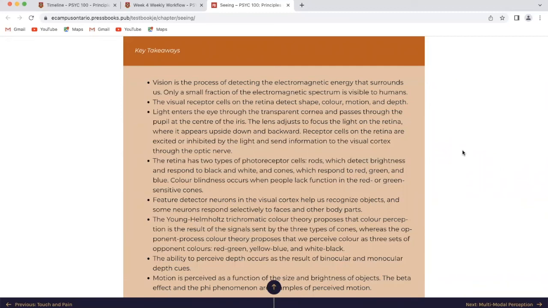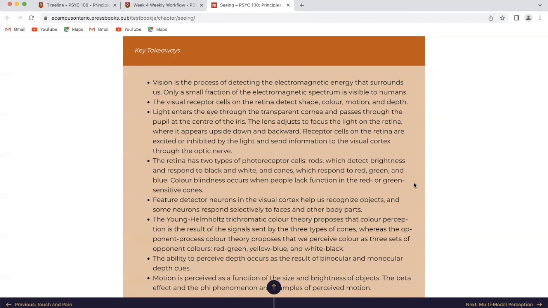The lens adjusts to focus the light on the retina, where it appears upside down and backward. Receptor cells on the retina are excited or inhibited by the light and send information to the visual cortex through the optic nerve.